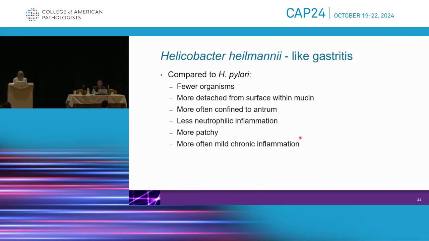And so then when we compare this to H. pylori, some of the features that we note are that the organisms tend to be fewer. They're more detached from the surface and floating within the mucin, so you might not see them as closely associated with the surface. More often, they're going to be confined to the antrum and not within the body and fundus, with less neutrophilic inflammation, more patchy, and more often create this mild chronic inflammation, and so therefore could be a little bit more subtle.